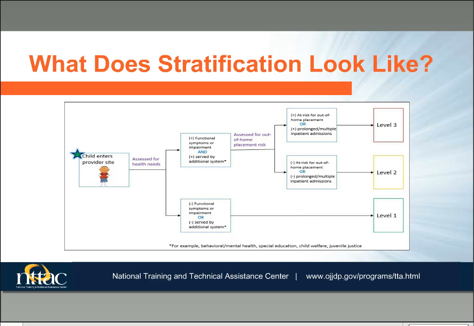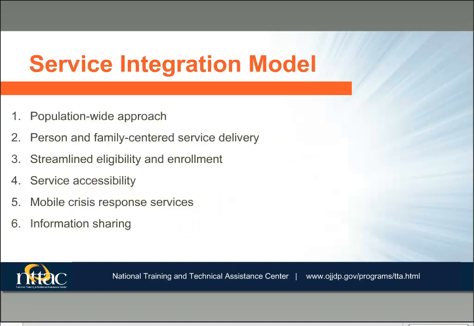So we talked through some of that, and so what does stratification look like on the ground? In this image, which I hope you can see, we try to give a visual of what this process could look like. And this shows really a child entering any provider site and then being screened for their health needs as the first step. And then the outcomes of that screening process, moving a child along into different service integration levels based on their risk profile that's generated by that needs assessment.